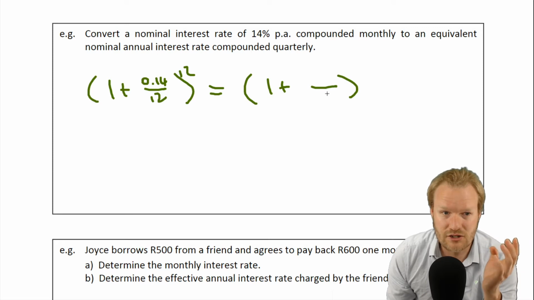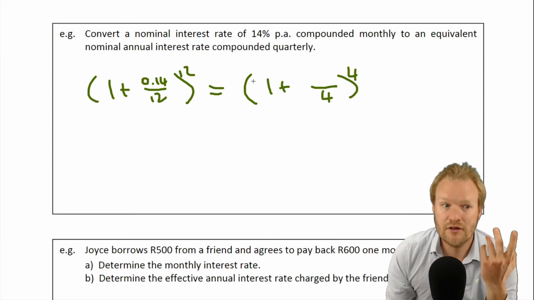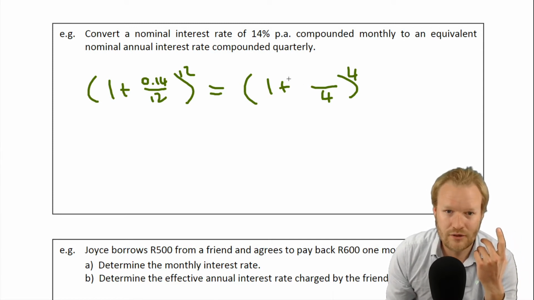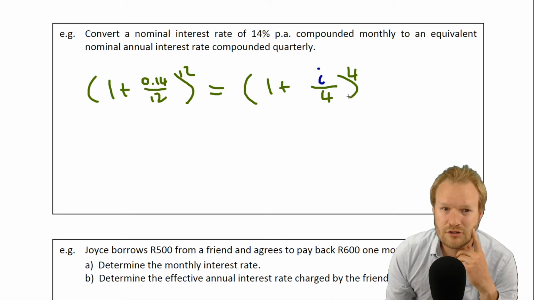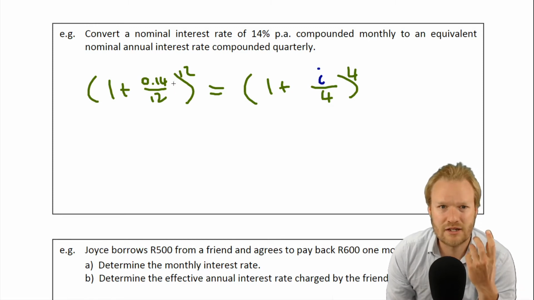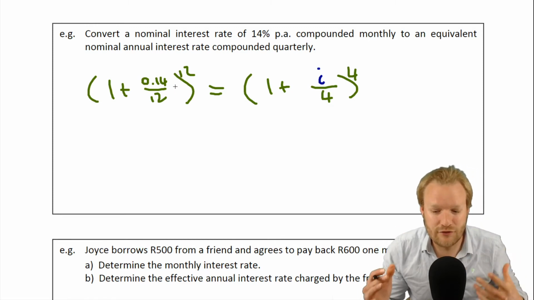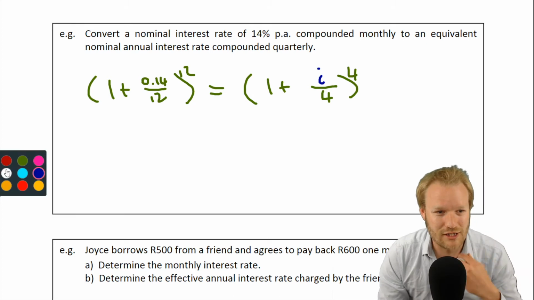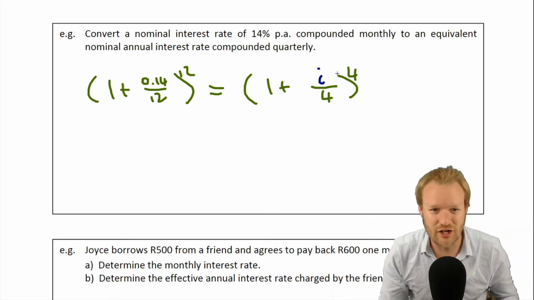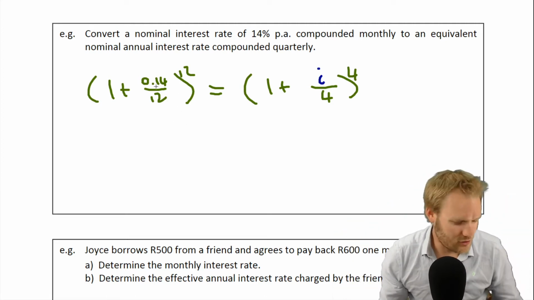And on the other side, we're going quarterly, 4 quarters in a year. The only thing is, we do not know what i is. So we don't know what the quarterly version of 14% every 12 months is. Otherwise, it just looks like the formula we've been using for compound interest the whole time. We just need to get to i, so we need to reverse engineer it.